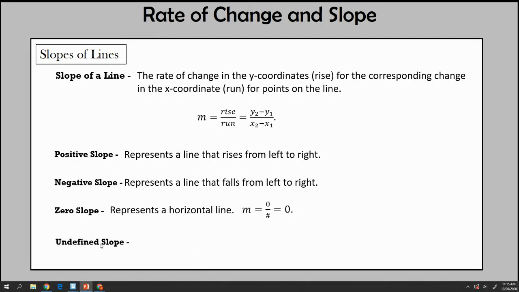An undefined slope is the slope of a vertical line. It has no slope. It only has rise. It has no run. It just goes up. Okay. And when I calculate those, I get a number over 0. And whenever you have 0 in the denominator, it's undefined. If it's undefined, it is a vertical line. Okay. So those are the four ways our slopes can unfold here.